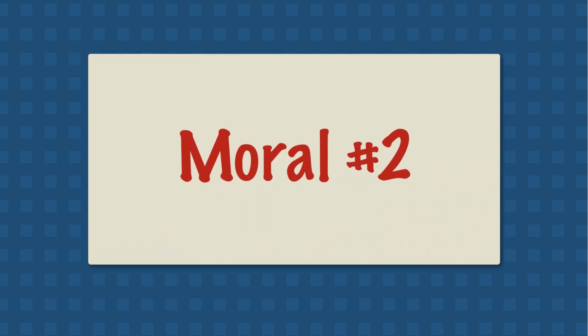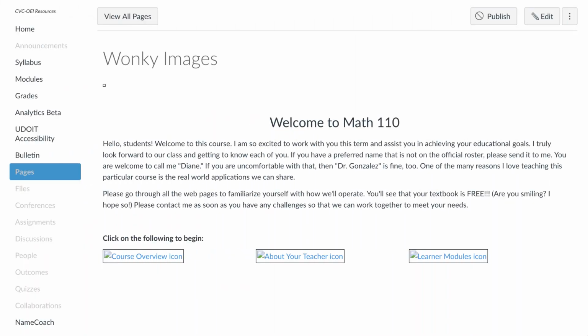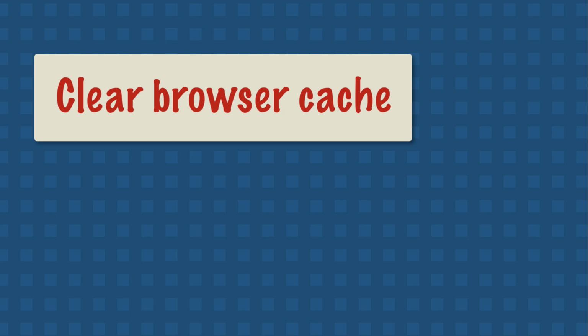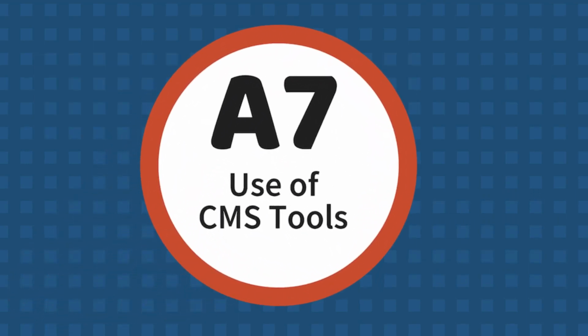The moral of this story? It's possible the image isn't displaying because it was embedded incorrectly. But if you know you did the embed properly and it's still not displaying, try clearing your browser cache. If that doesn't work, I always recommend calling the oh-so-polite and supportive Canvas helpline people. Now you have it. Two simple ways to ensure your content is properly aligning with A7 of the OEI course design rubric.